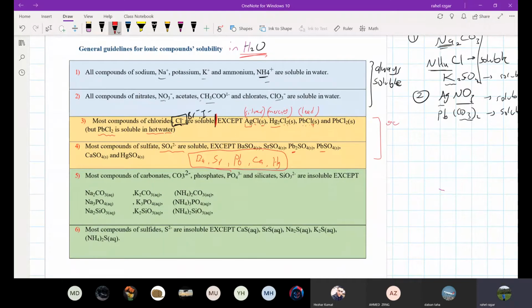generally soluble, except with some elements.